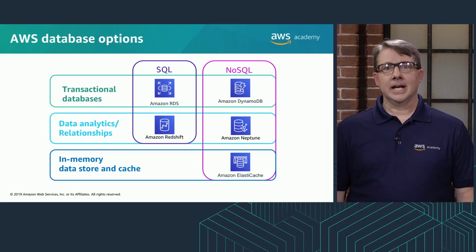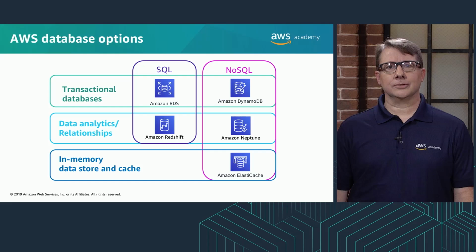AWS offers a variety of fully managed database services to support the needs of different types of applications. AWS offers services for SQL and NoSQL databases. In the category of databases that use structured query language, also known as SQL, Amazon RDS and Amazon Redshift provide managed solutions for relational databases and data warehousing.